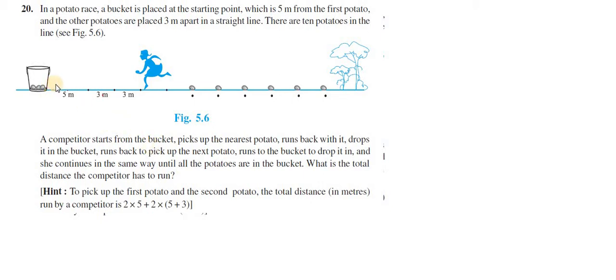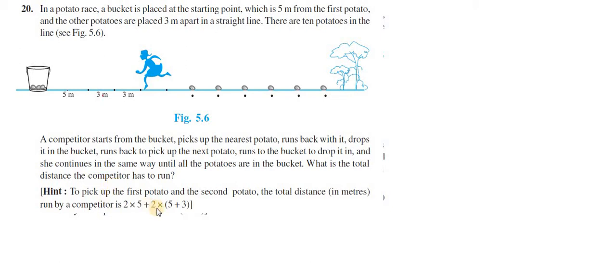From this bucket she needs to start and pick up the nearest potato, that is the first potato, and run back with it and drop it in the bucket, and run back to pick up the next potato, and run to the bucket and drop it. She continues in the same way until all the potatoes are in the bucket. So what is the total distance the competitor has to run?